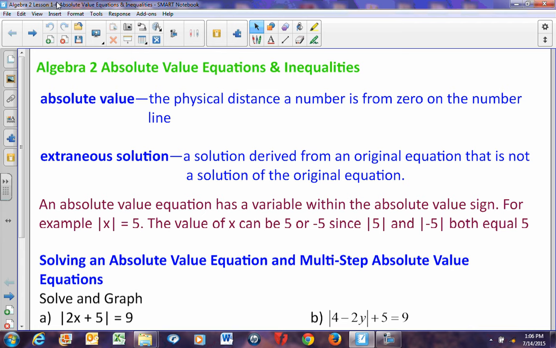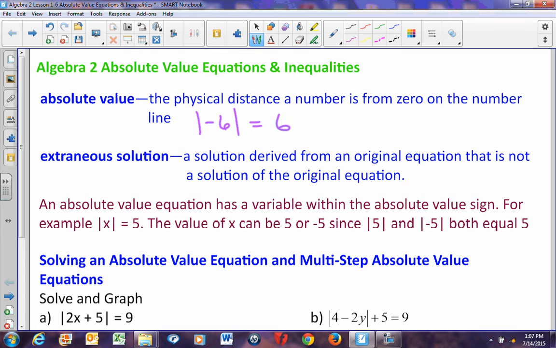An extraneous solution is a solution derived from the original equation that is not a solution to the original equation. It's derived from the original, and we get a solution, but it's not a solution to the original. And I'll explain what that means in more detail later. So absolute value, just in case you don't remember, the absolute value symbol is this. The absolute value of negative 6 equals 6.